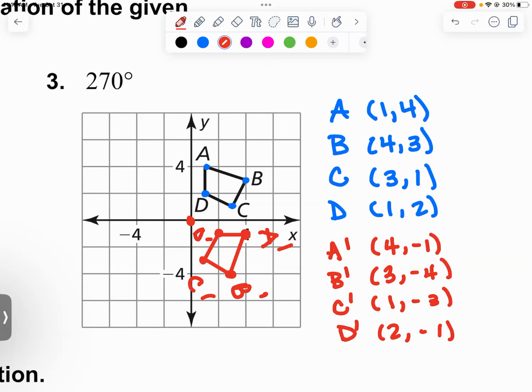Okay, and now we can identify our new points. Isn't that cool? So you have 2 options. You can memorize the rule: switch X and Y and negate the X. You can memorize those 3 rules we talked about at the top of page 105, or you can physically turn your paper. I think for the majority of us, turning our paper makes the most sense. But you do what works for you.